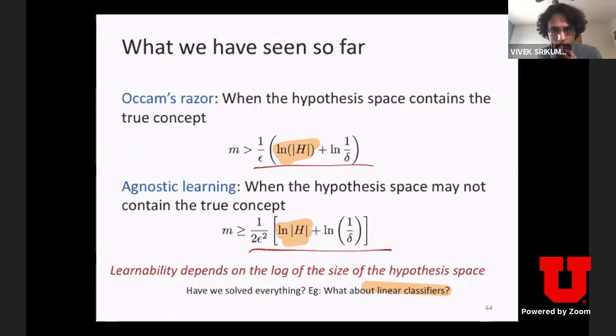There's a comment: should the greater than in Occam's razor be greater than or equal to? Sure, yeah.